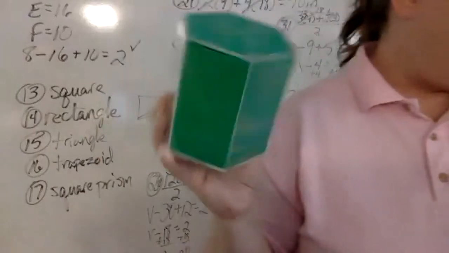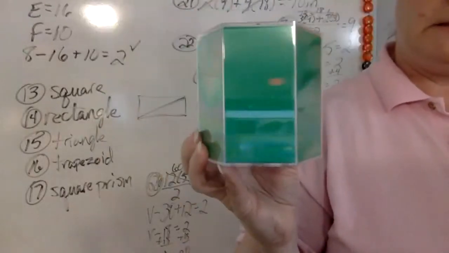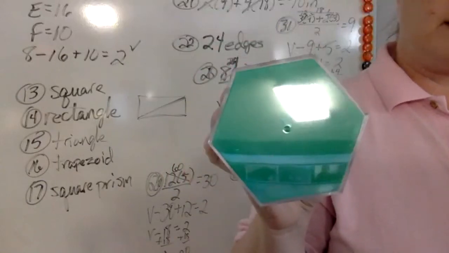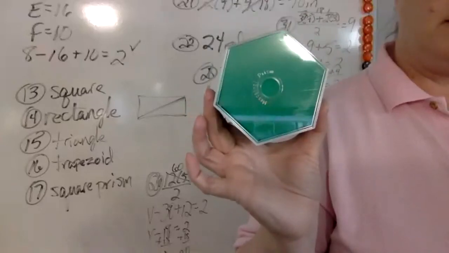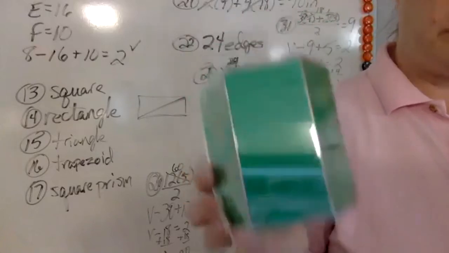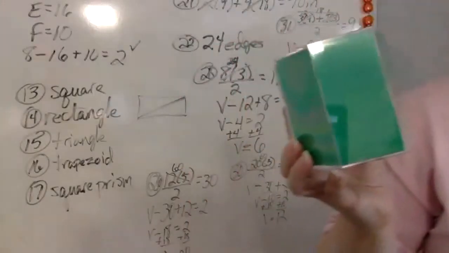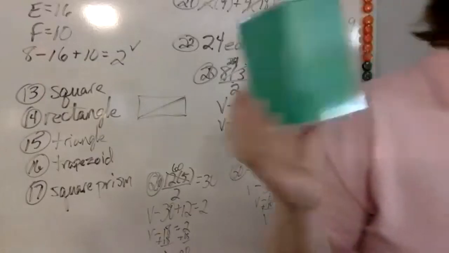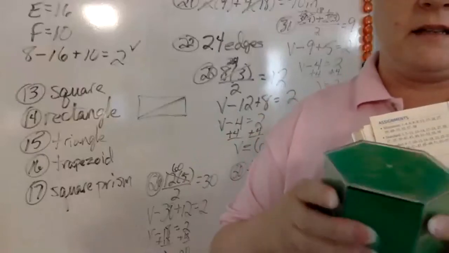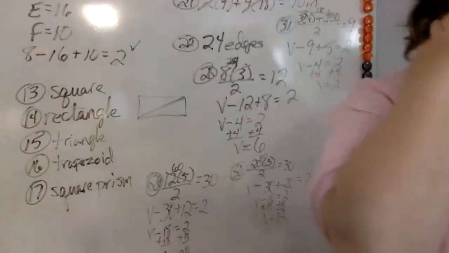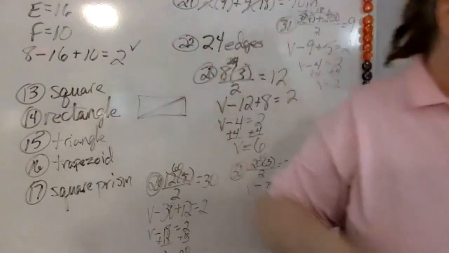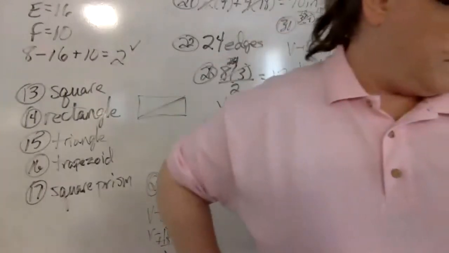Okay. How many edges? 6 on the top, 6 on the bottom, that's 12, and then 6 connecting them. 18. Boom. And then the number of faces is 8, because you got the 6 sides and then the top and the bottom. Now this one gives you that it has vertices is 24.